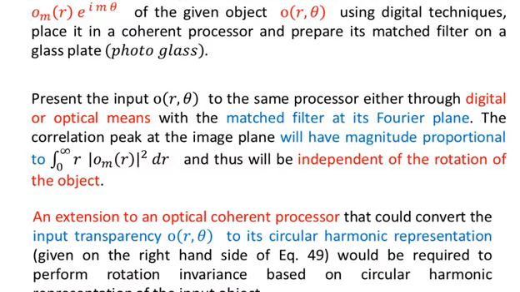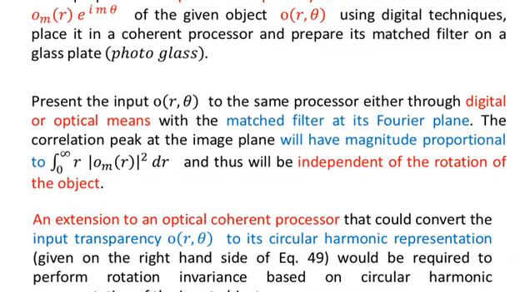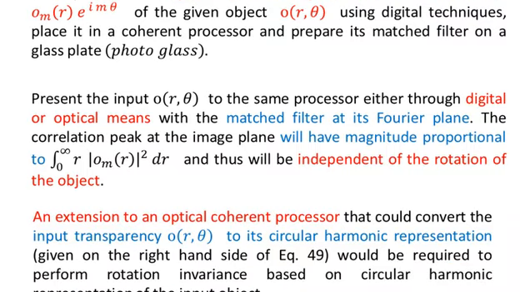Now present the input O as a function of r and theta to the same processor, either through digital or optical means, with the matched filter at its Fourier plane. The correlation peak at the image plane will have a magnitude proportional to this integral, as we have shown in this equation. So the magnitude of the correlation peak will be proportional to this integral over the variable r, and thus will be independent of the rotation of the object.